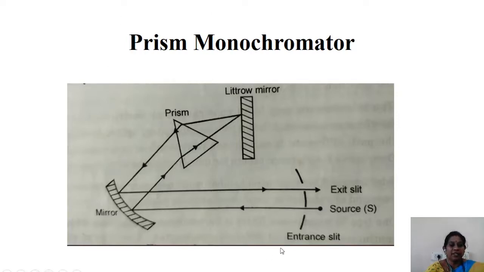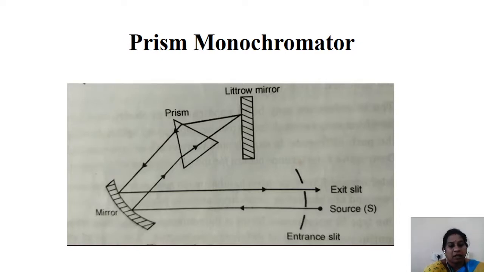Here, in this picture, you could see light from the source is made to fall as a parallel beam on a prism after it has passed through the entrance slit and the mirror. The entrance slit is placed in such a way that it focuses the radiation on the mirror. The prism disperses the light, and photons of different wavelengths are deflected at different angles.